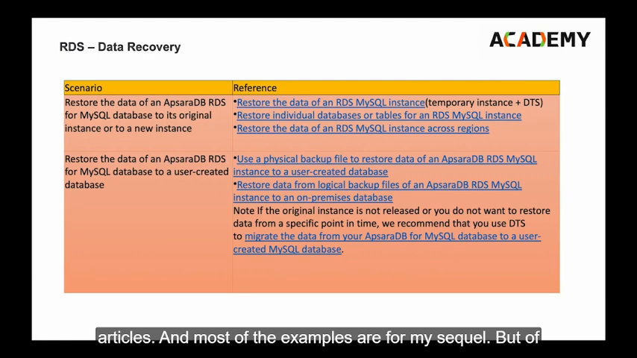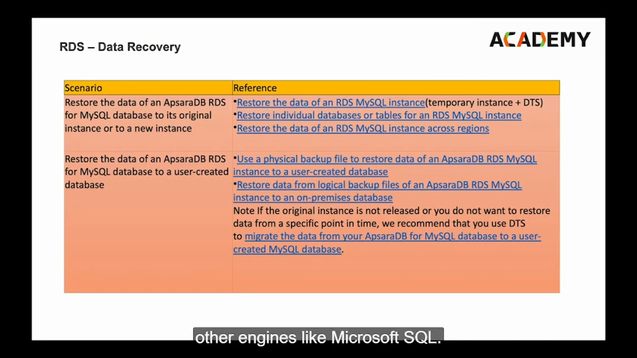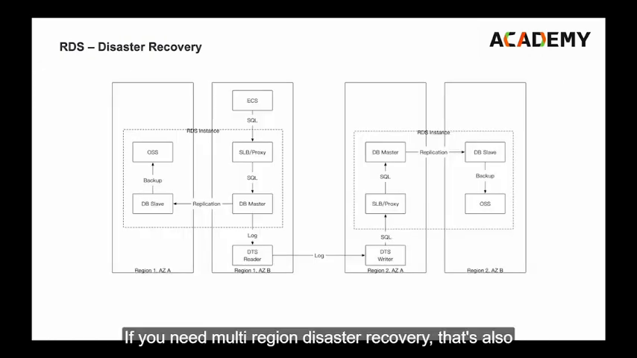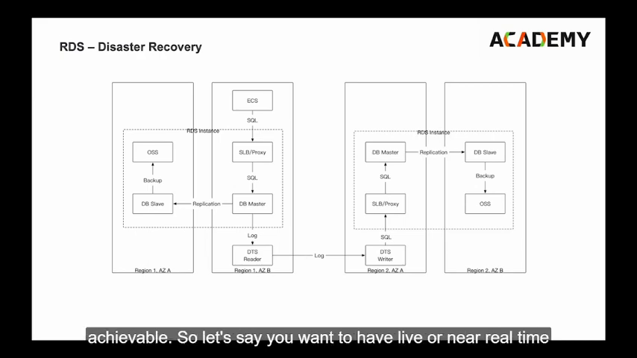Most of the examples are for MySQL, but of course, backup and restore is supported just as well for our other engines like Microsoft SQL. If you need multi-region disaster recovery, that's also achievable. So let's say you want to have live or near real-time failover between Shanghai and Beijing. Of course, the RDS service, just like ECS, is a regional service, meaning that an RDS database can't migrate from one region to another, but you can run two RDS instances in two different regions and sync data between them using our DTS or data transmission service as shown here on the slide.